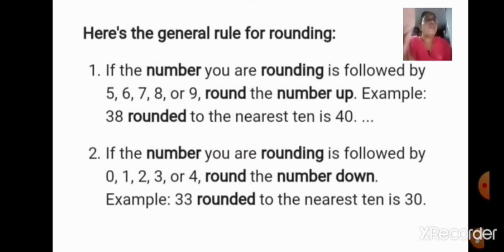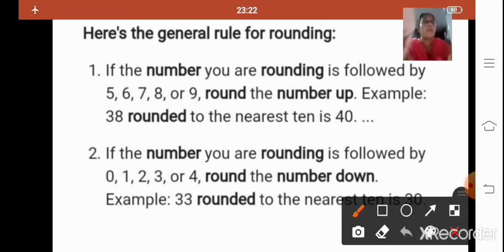Okay, now for the rounding of numbers, we learned some rules for rounding of the numbers. That is, if the digit you're rounding off is followed by 5, 6, 7, 8 or 9, round the number up. For example, 38 is rounded to the nearest 10, that is 40. If we have to round the number to the nearest 10, we will see the number in the ones place. And if we have to round off the number to the hundreds place, we will see the number in the tens place. If we have to round the number to the thousands place, we will see the number in the hundreds place.